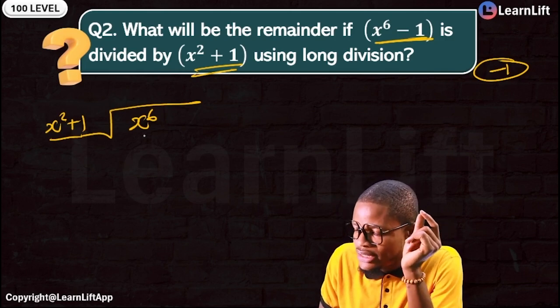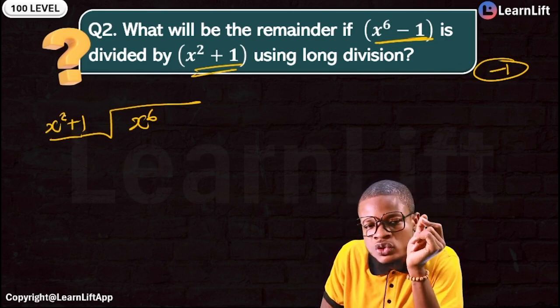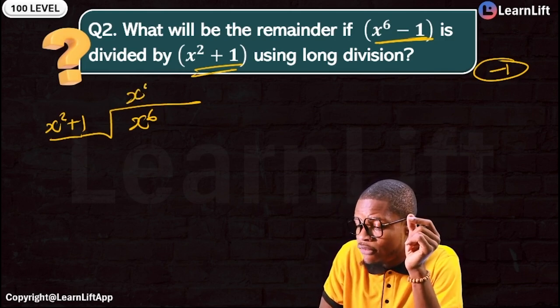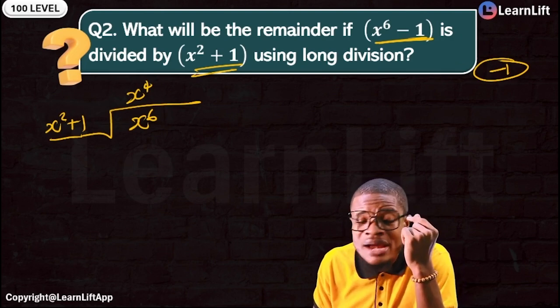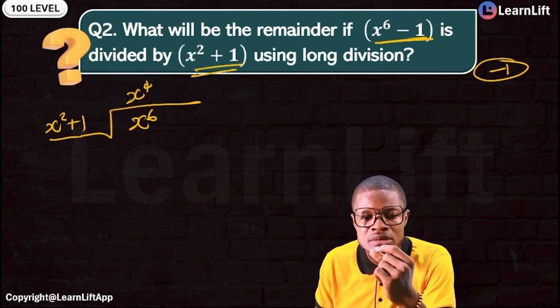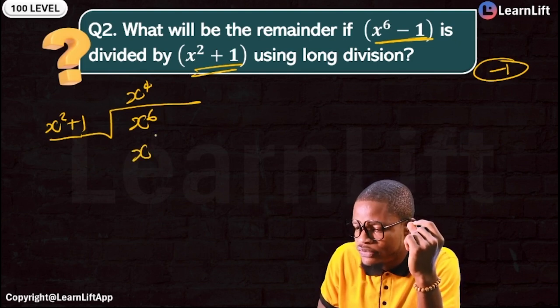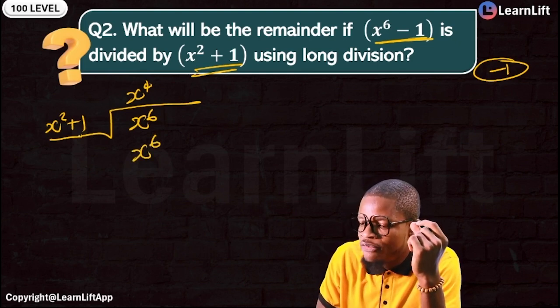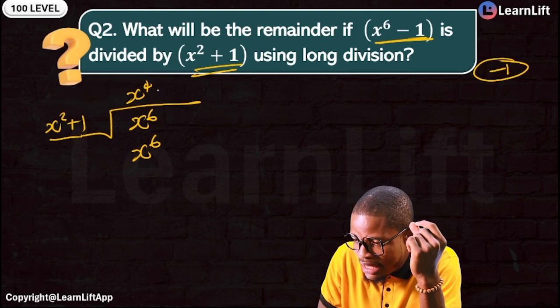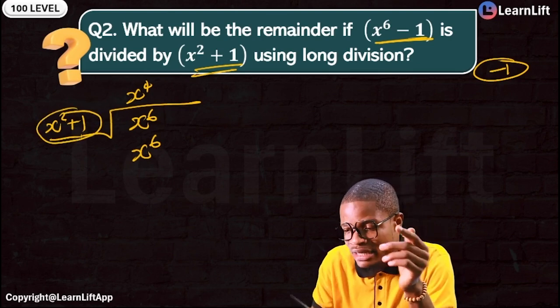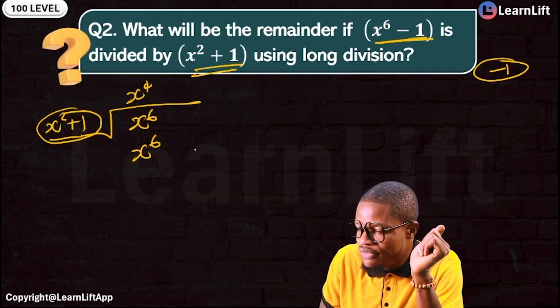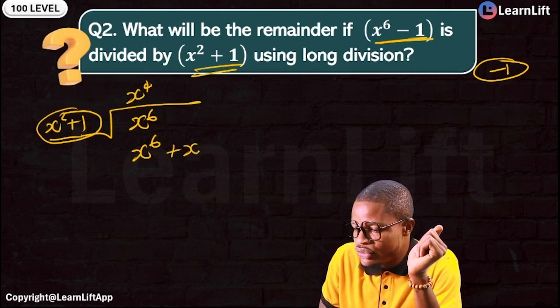Now, what's x raised to the power of 6 divided by x squared? We have established that it is x raised to the power of 4. So x raised to the power of 4 times x squared gives x raised to the power of 6. Now, x raised to the power of 4 multiplied by 1. You need to multiply everything here, both the first and the second. So what are we going to have there? It's going to give you plus x raised to the power of 4.